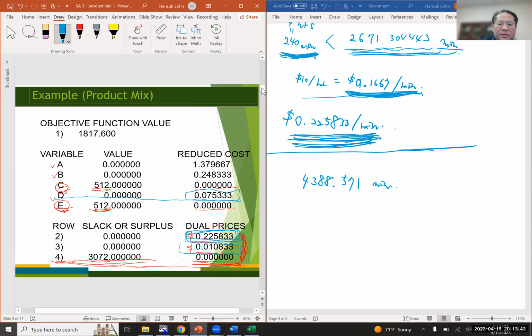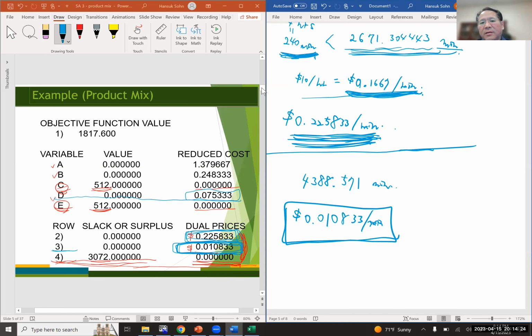So we are talking about this dual price at the moment, the second one for row number 3. The dual price for row number 3 is 0.010833 per minute. So this tells us if the company pays exactly this much for an additional minute, then there would be no effect on their net profit. So the answer is this. It's about 1 cent per minute.